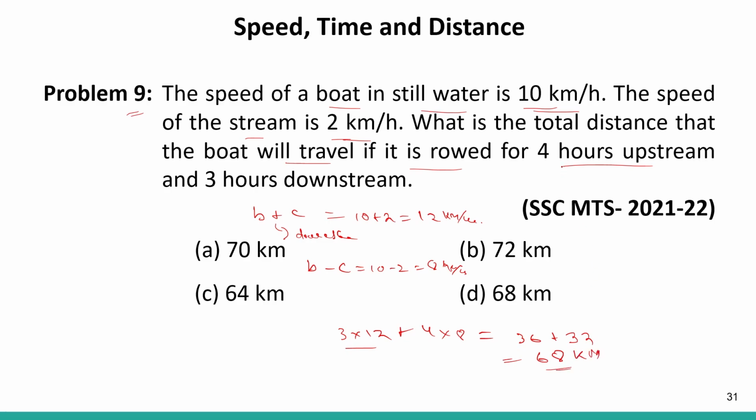So in 7 hours, that is 4 hours upstream and 3 hours downstream, the distance he will cover is 68 km. Among these 4 options, only option D is correct. Options B, A and C are all wrong answers. This question has been asked in SSC MTS 2021-2022 paper. So let's go forward with the step-by-step solution.